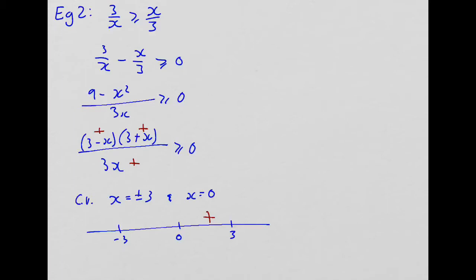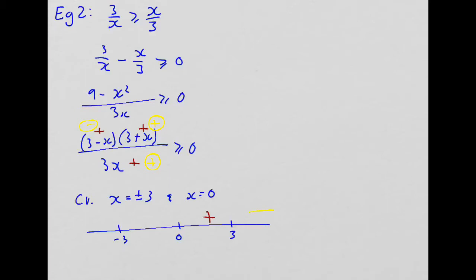Let's try, in yellow, a number greater than 3. So let's say 5. In the first bracket, 3 minus 5 is -2, so that's negative. In the second bracket, 3 plus 5 is 8, which is positive. And in the denominator, 3 times 5 is 15, which is positive. So that gives us a negative then, a negative times a positive times a positive.